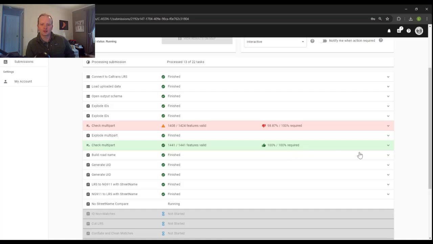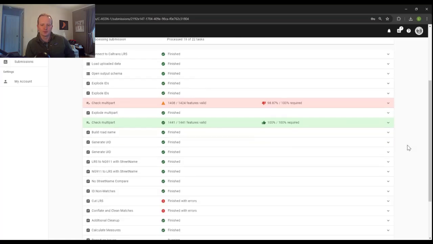We then do a couple more examples here where we are building out the road name, basically concatenating a few different fields together to make comparison easier. And then we get into the actual comparisons and conflation steps.